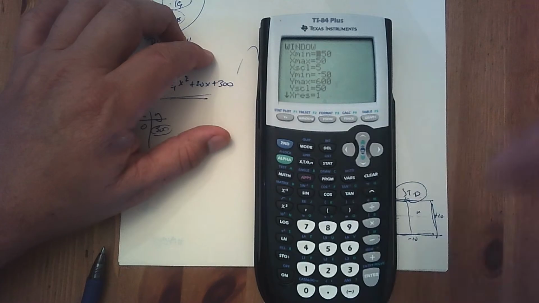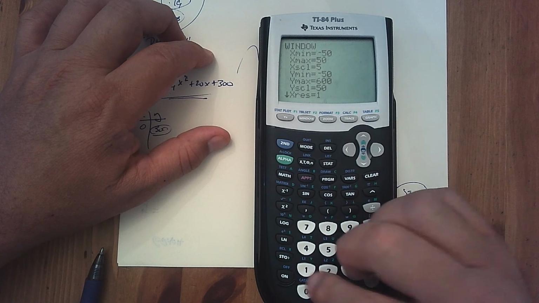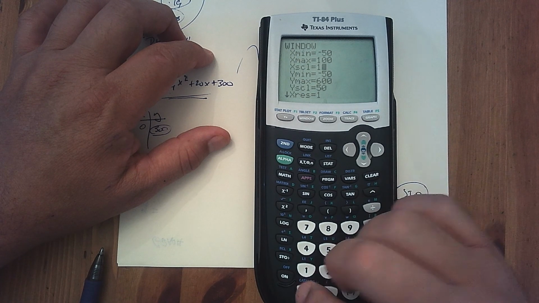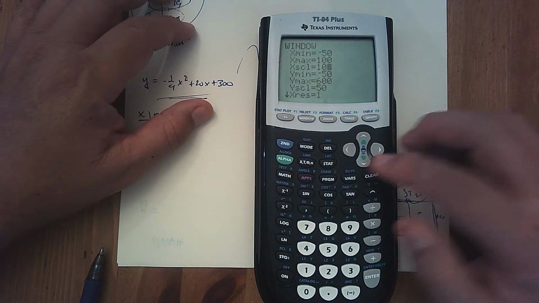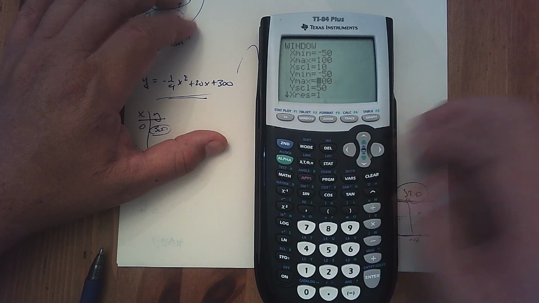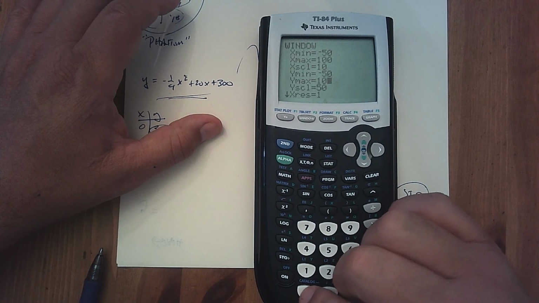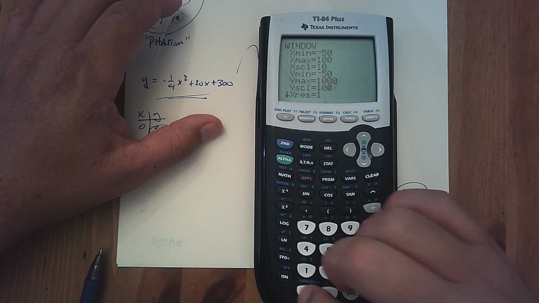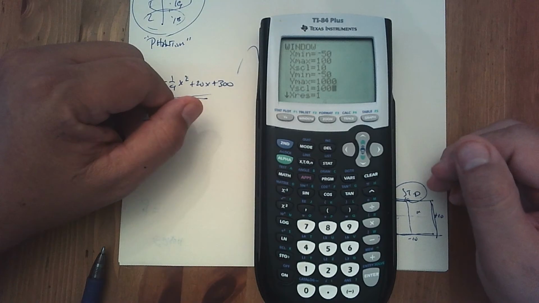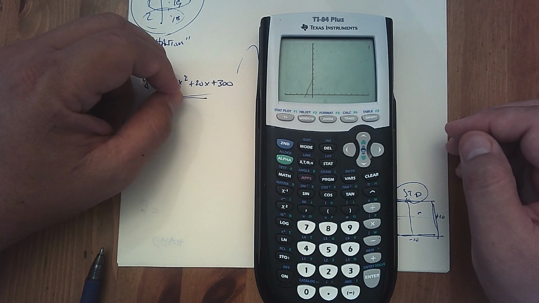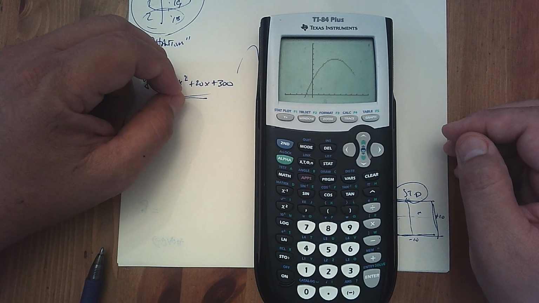So let's go back to window. X-min's good. How about we just double that, make that 100? And how about we go in steps of 10, since I've created a bigger range, or domain. Y-min was good, but Y-max was not. So how about we make that 1,000? And we'll go in steps of 100, since I've made my range a lot bigger. So when I go graph now, here's the new picture window, and lo and behold, we got it.